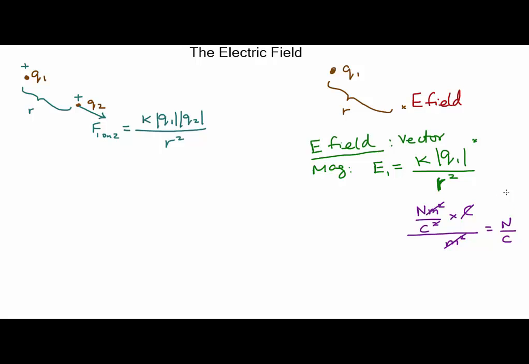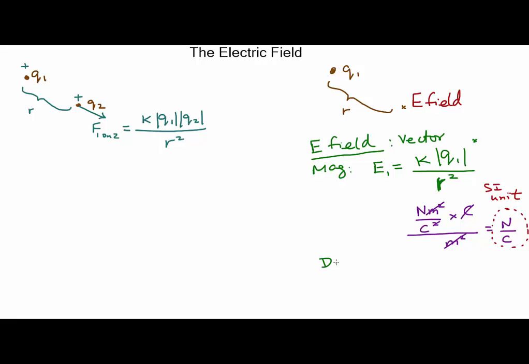Later, we will see that another unit of electric field is volt per meter, but we haven't introduced volts yet, so let's save that for later. So this is the SI unit of electric field, Newton per Coulomb, or as we will see later, volts per meter. Okay, all that is about the magnitude of the electric field.